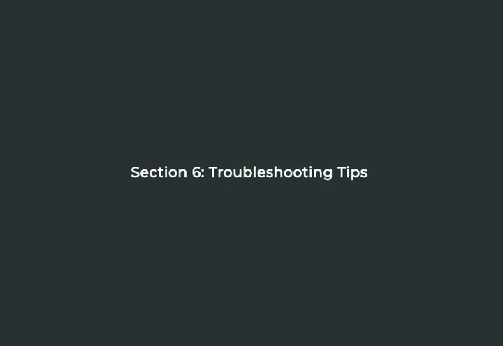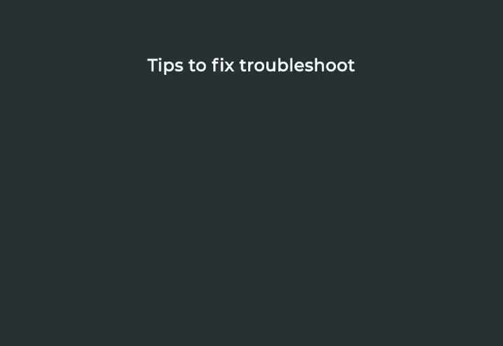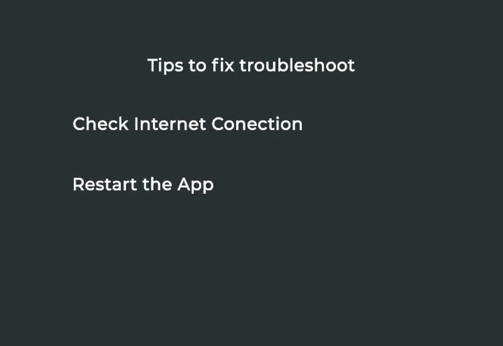Section 6. Troubleshooting tips. Sometimes things don't go as smoothly as planned, and that's okay. If you're having issues with audio or video quality, first check your internet connection. If you're using Wi-Fi, try moving closer to the router or switching to a different network. You can also restart the app or device to refresh your connection. If there's feedback or echo, it's usually because multiple people have their microphones on at the same time. Make sure everyone mutes themselves when not speaking, and encourage people to use headphones to reduce sound interference.